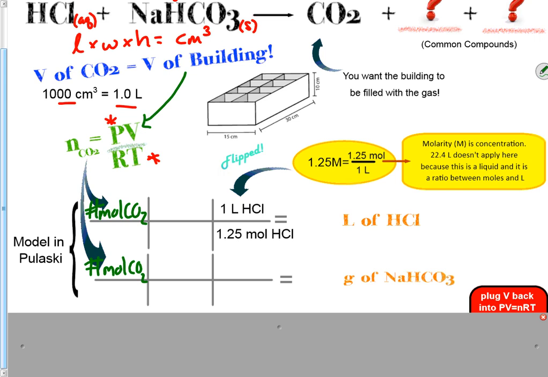We are using a thing called molarity. It's a fancy way of talking about a concentration. Take it for what it's worth for today. If I tell you it's 1.25 molarity, what that means is I have a certain amount of stuff dissolved in a certain amount of liquid. So it's always moles over liters: 1.25 moles over 1 liter. If that was 3.75, it'd be 3.75 over 1.